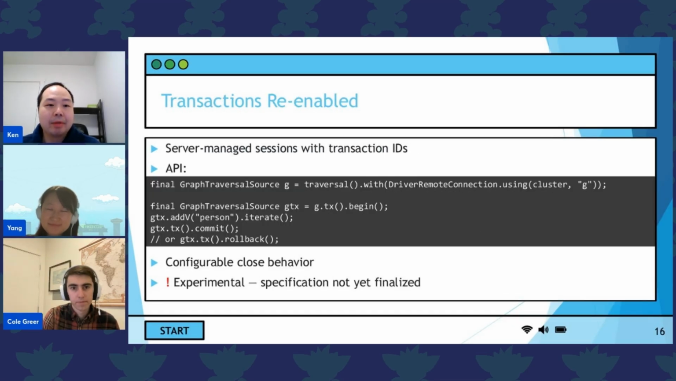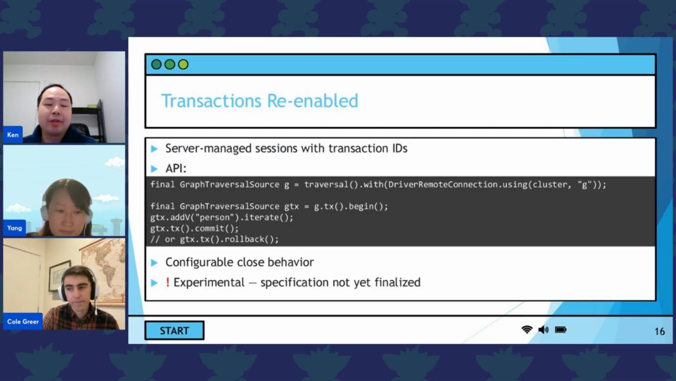Moving on to transactions being re-enabled. Transactions are back in beta 2 after being disabled in beta 1. Just a quick note that these features are still experimental and the spec is still being finalized, but we want to get out in front so that we get some early feedback. The model is slightly different from 3.x. Instead of building on top of WebSocket sessions, transactions now are going to be identified by a server-generated transaction ID.